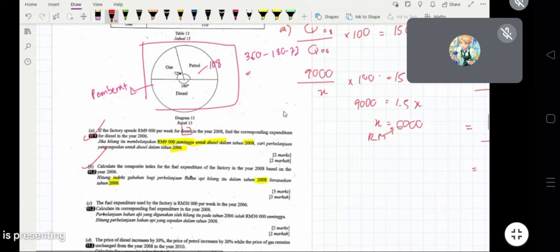Okay, so for C, what you're going to do over here is use the first formula for the index, which is Q1 over Q0 multiplied by 100 gives the price index. Since you want to find 2008 based on 2006, you do 2008 based on 2006, multiplied by 100 equals 133. Where did I get 133? Check your 3B later. Okay, so you get 39,900.